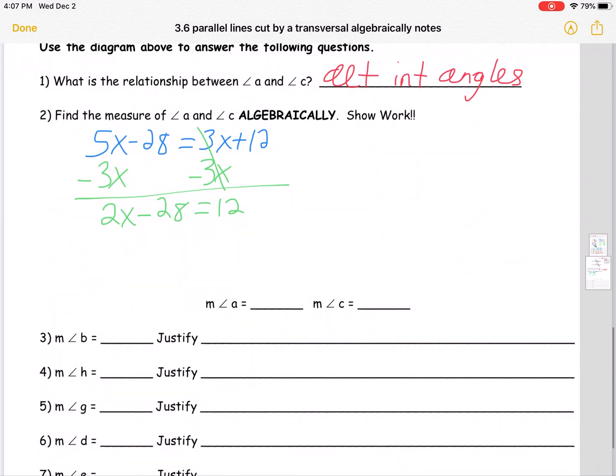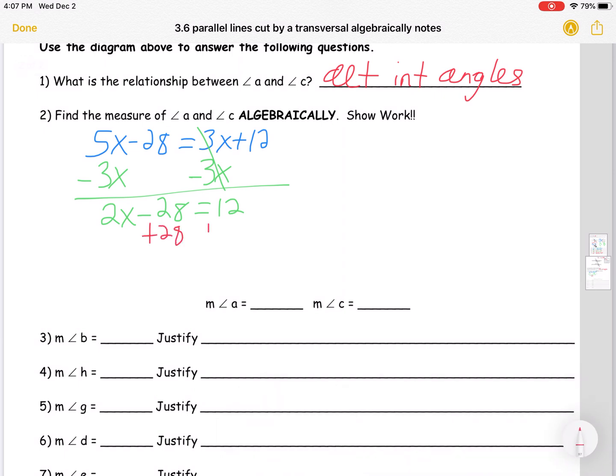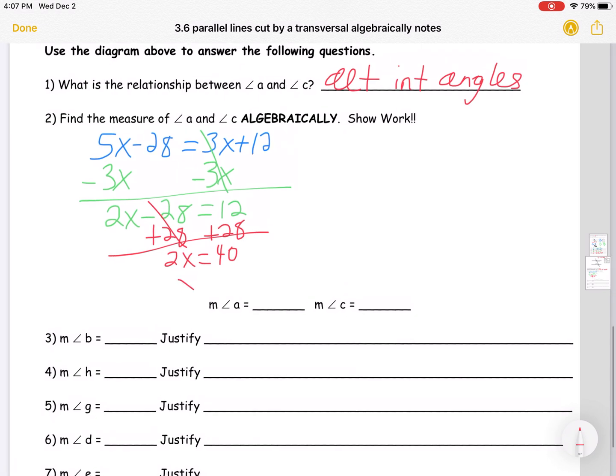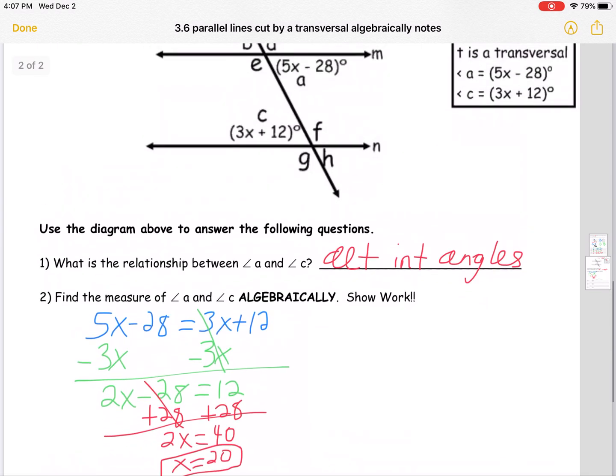Okay, I'm going to add 28 to both sides. On the left, my 28's are going to cancel. 12 plus 28 gives us 40, so we have 2x equals 40. And then after I divide both sides by 2, I'm going to get x equals 20. All right. Now that does not mean that the measure of angle A is 20 and that the measure of angle C is 20. Again, I need to take my 20 and plug it in for both of these expressions.